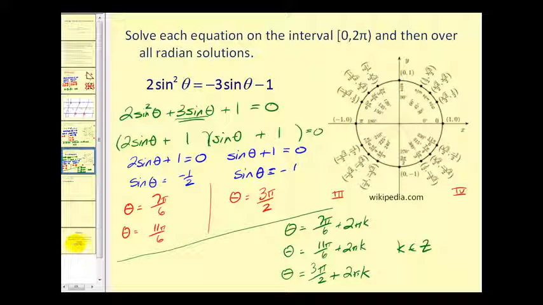Okay, so I hope you found this video helpful. Again, when we solve these, it is important that we use the unit circle or reference triangles to make sure we find all of the angles that would be possible solutions.